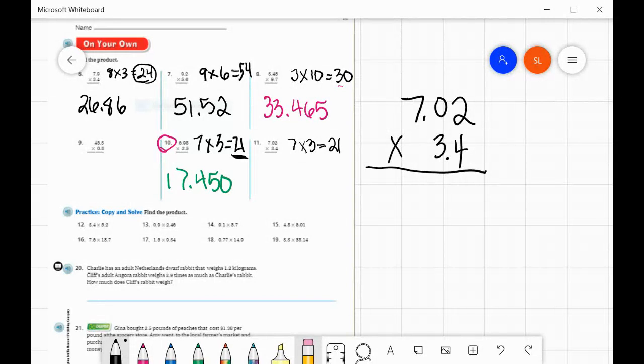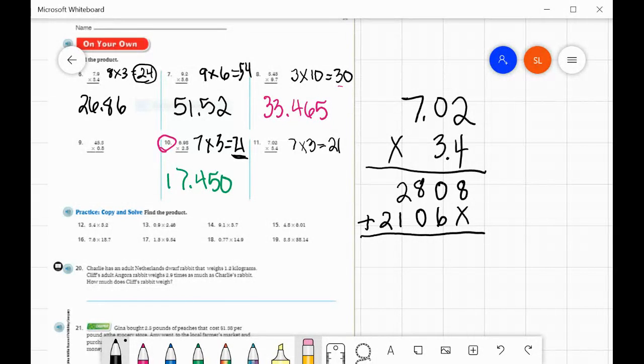Okay, now we're going to go ahead and multiply like we normally do. 4 times 2 is 8. 4 times 0 is 0. We don't carry anything. 4 times 7 is 28. Come down, put an X or a 0, it doesn't matter. 3 times 2 is 6. No need to carry. 3 times 0 is 0. And then 3 times 7 is 21.